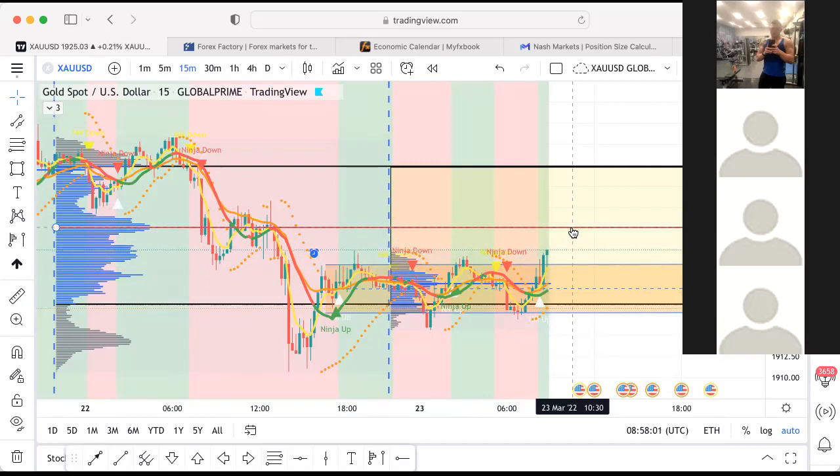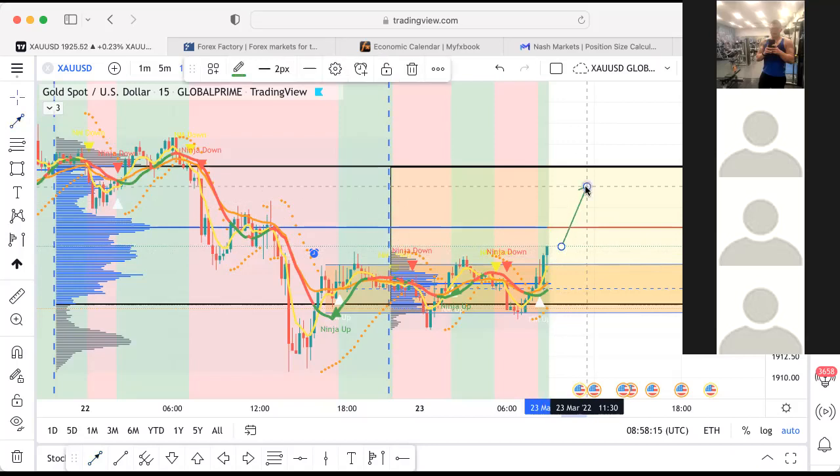and I will get out of the trade at that point, even if price was looking like it was going to go through that point of control and upwards.